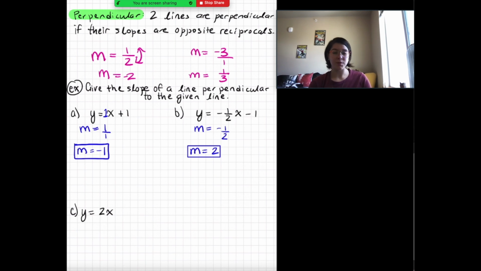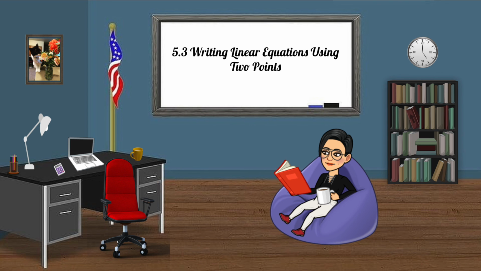Finally, we have y equals 2x, so our slope here is 2, which we know is 2/1. So we gotta flip that and change the sign. So our slope would be 1/2, and then make it negative. -1/2. And that's it for Chapter 5. Next we're going to be shifting gears and looking at Chapter 8, which is all about properties of exponents.